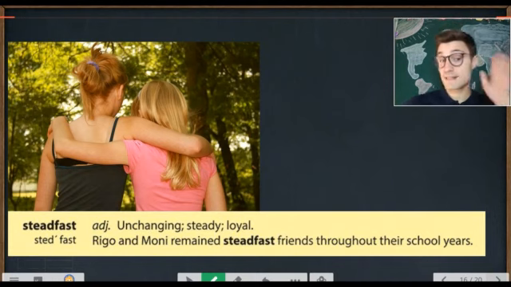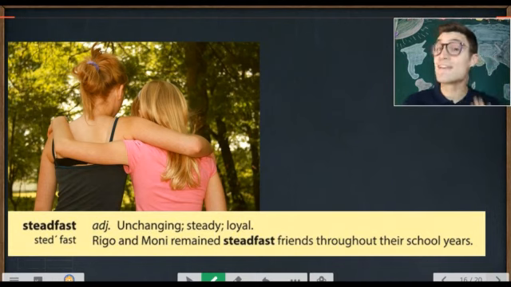Next up, it's steadfast. Great. This word we use to describe things which are unchanging, steady, or loyal. So a friendship can be steadfast. A relationship can be steadfast.